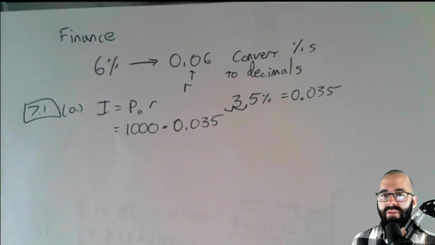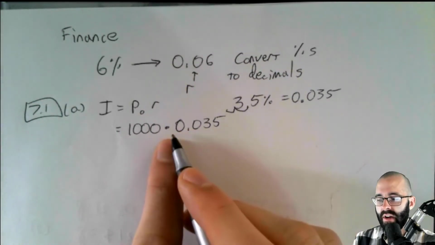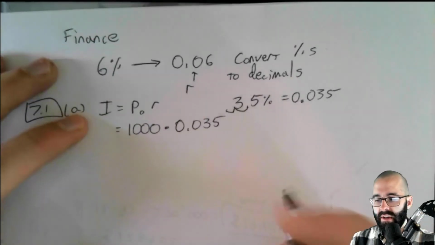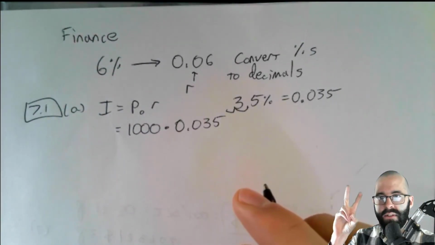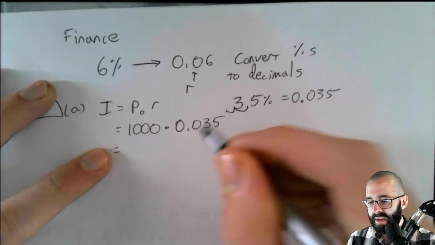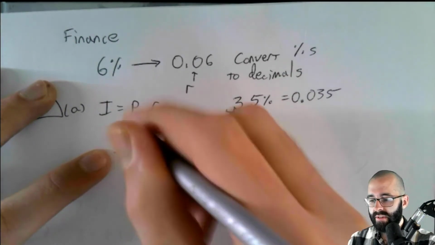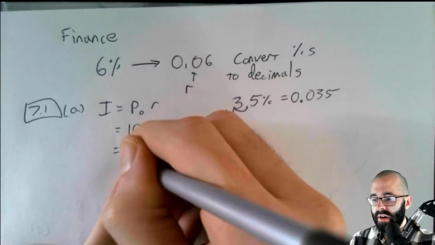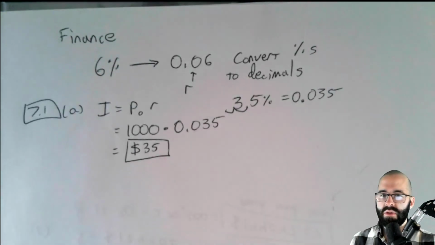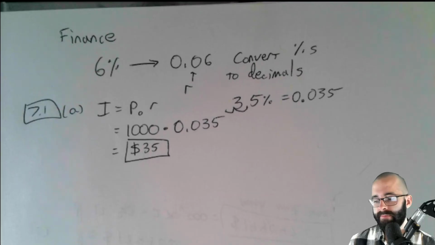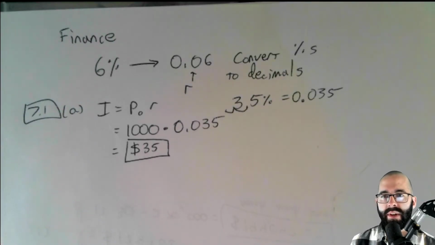And this is how much interest she's going to earn after a single year. If you're getting 3.5% interest every year, then after 1 year you just have 3.5% of 1,000 for your interest. A lot of times when we say "of" in math, that means multiplication. So if you multiply this out, we get $35. So in a year of this bond, she's making $35 in interest. That's the simple one-time interest formula.